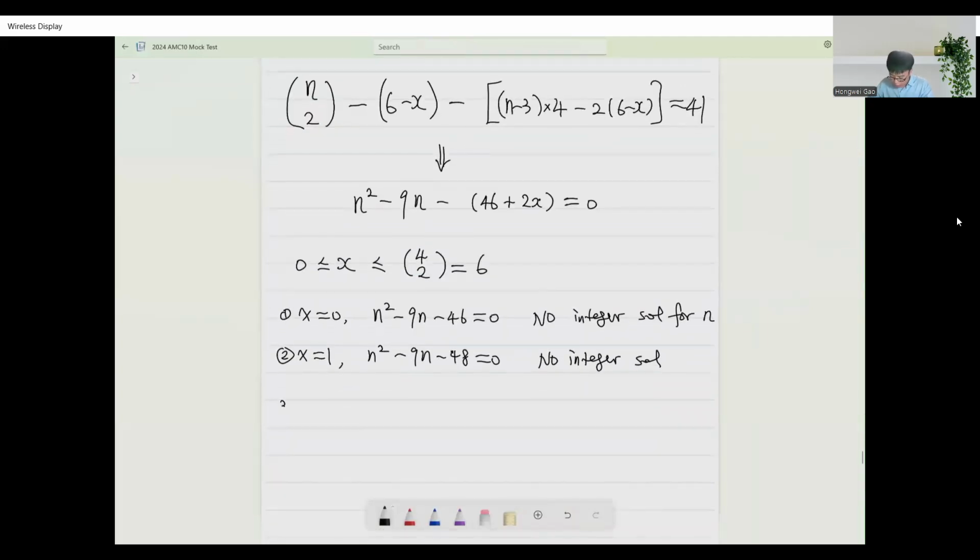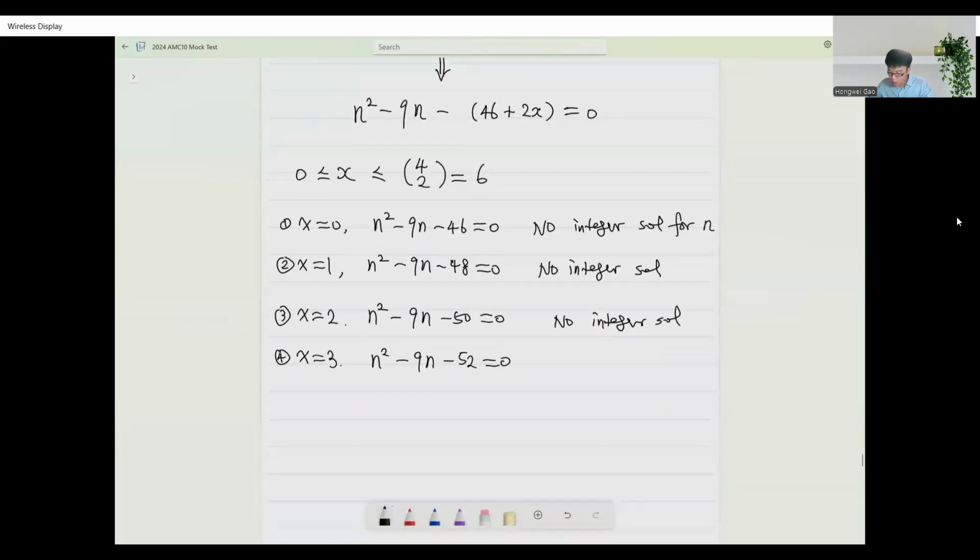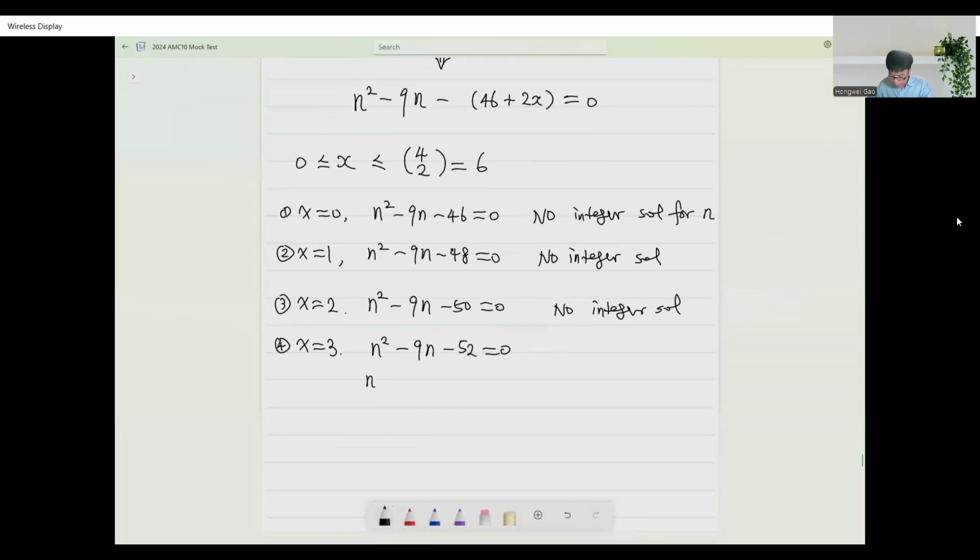Now let's check x equals 2: n squared minus 9n minus 50 equals 0. No integer solution. Next, x equals 3. So we have n squared minus 9n minus 52 equals 0. This time we have an integer solution because we can factorize that into n plus 4 times n minus 13 equals 0. We have n equals 13, which works.